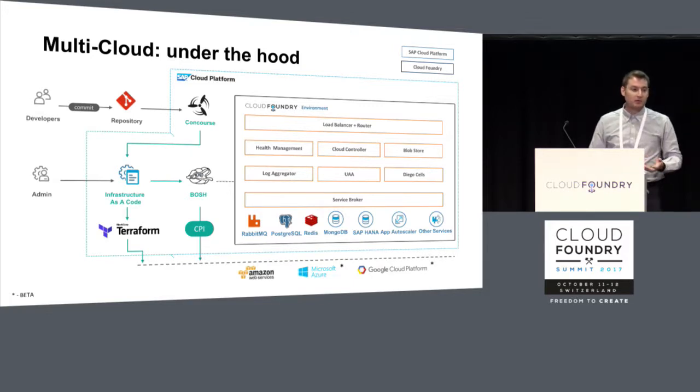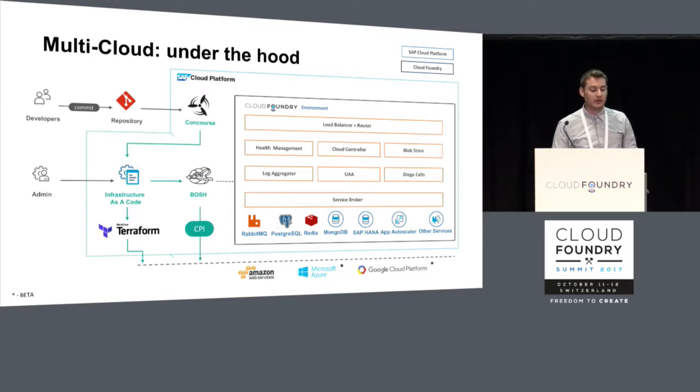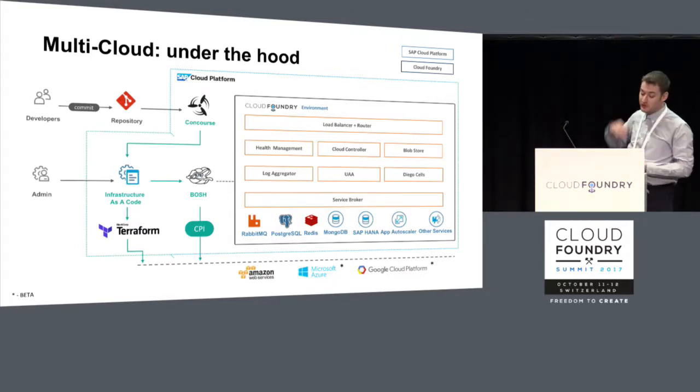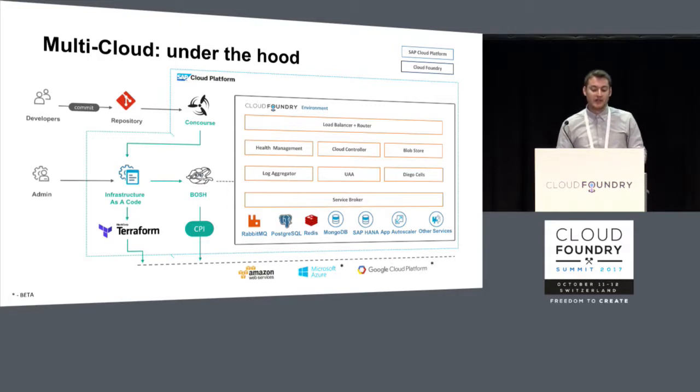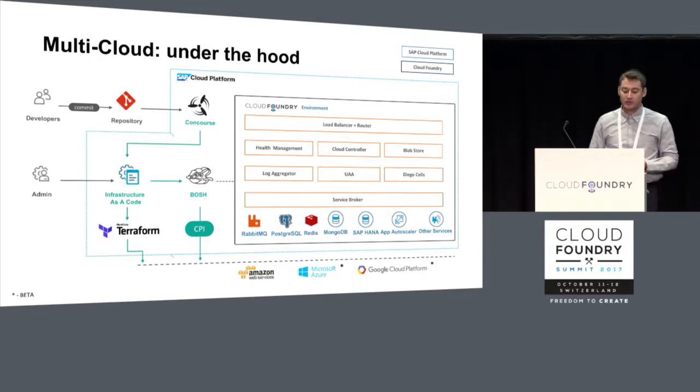It could be a Bosch manifest or Terraform script, for example. So when a developer changes the code of some component and commits it to the repository, then Concourse may trigger a Bosch deployment with a specific manifest to do a component update.